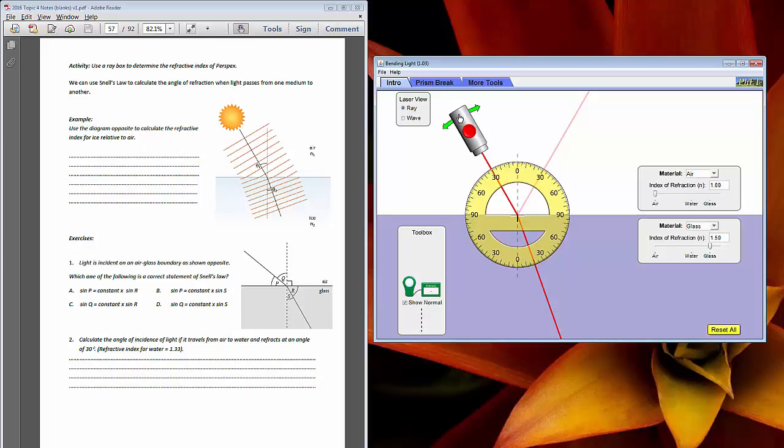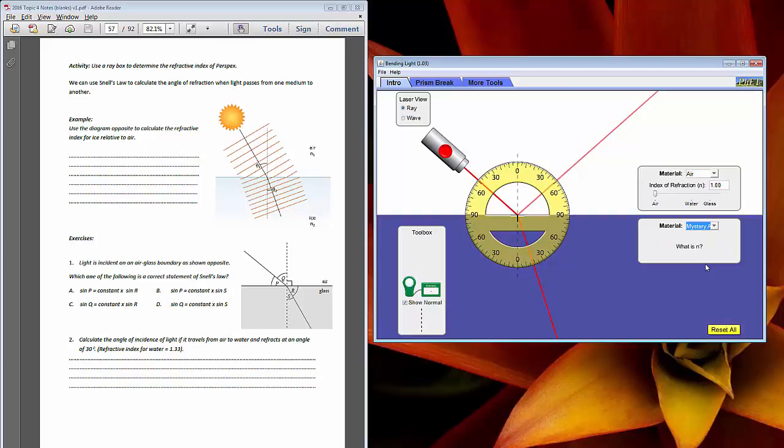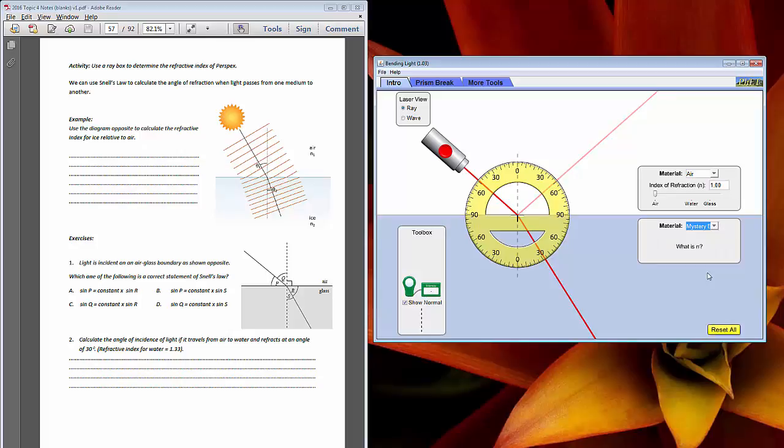And once you're comfortable with how to do that, I want you to design an experiment to figure out what the refractive index of mystery material A is, and then what mystery material B is. You can help each other out in doing that. But the next time we see each other, I'm going to ask you what the refractive indices of mystery materials A and B are.